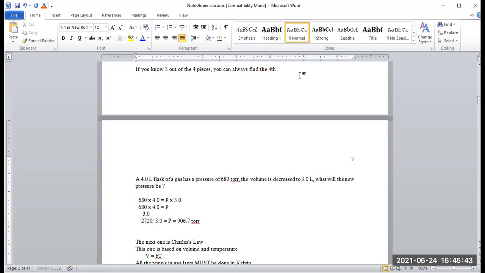So as we are progressing through the chapter, you will see a whole bunch of different versions of how we're sort of manipulating pressures and volumes and temperatures and moles.